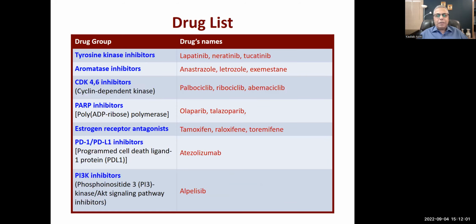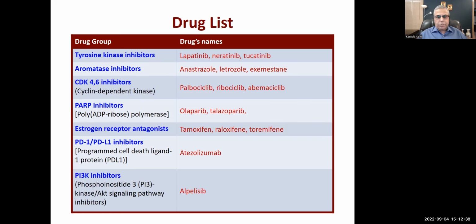Now, then we have got other drugs which are known as targeted therapies. Tyrosine kinase inhibitors: lapatinib, neratinib, and tucatinib. Aromatase inhibitors, they are pretty old drugs: anastrozole, letrozole, and exemestane. I'm sure you have heard of these drugs. These cyclin-dependent kinase CDK4 and 6 inhibitors are newer drugs, and they are also known as targeted therapies. They include palbociclib, ribociclib, and abemaciclib, okay?